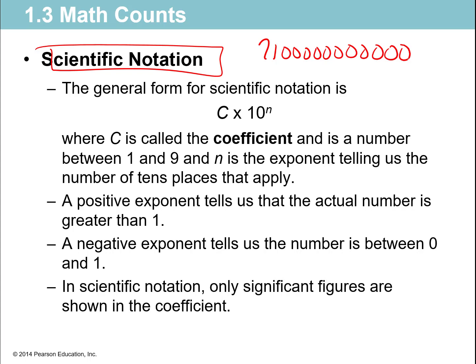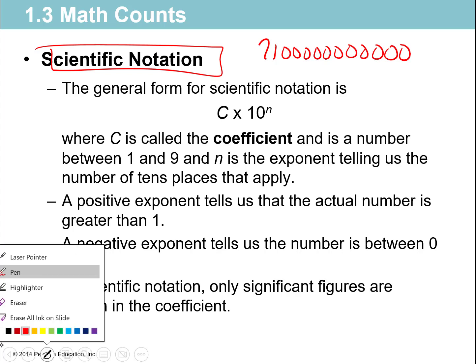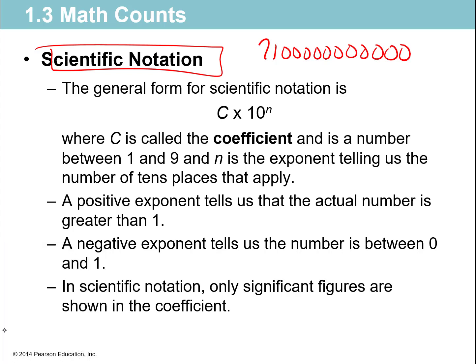So if you don't see a decimal place, where is it? Like in that number, I don't see a decimal place. It's behind the last zero. If you don't see a decimal place, it's always at the end. So now I'm going to have to move 1, 2, 3, 4, 5, 6, 7, 8, 9, 10, 11, 12. I'm going to have to move my decimal place to the left 12 places, making my number between 1 and 9. So I have to keep the significant figures, right? The 7 and the 1 are significant figures.